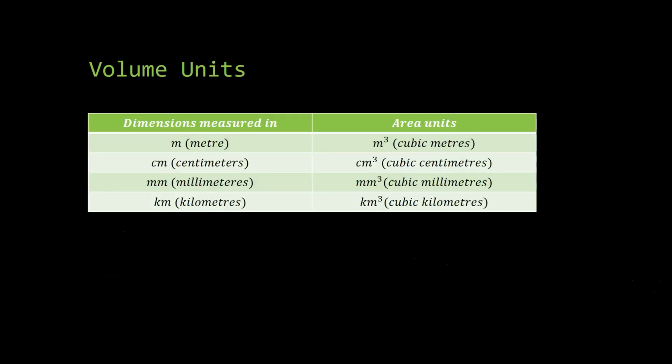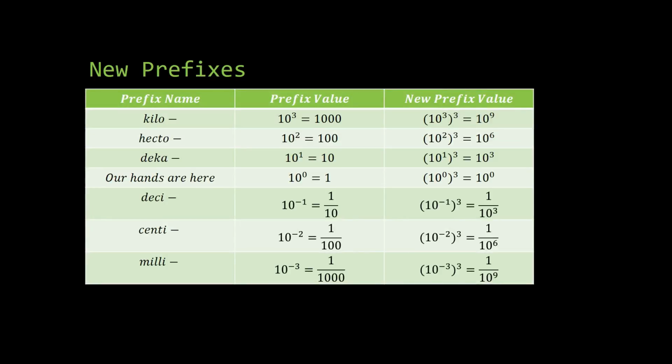So just as before, we will actually be converting it the exact same way. We say meter to cubic meter. I should write that in a different color. Meter to cubic meter, centimeter to cubic centimeter, millimeter to cubic millimeter, and kilometer to cubic kilometers. Notice the values, as I said, are exactly the same.